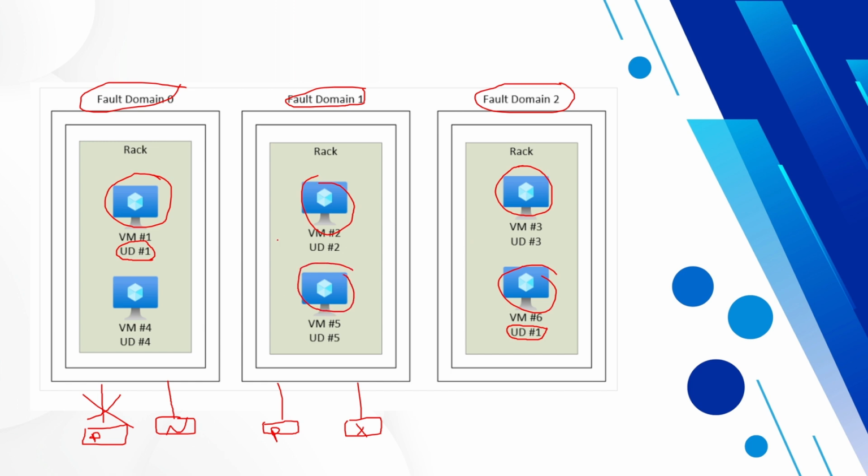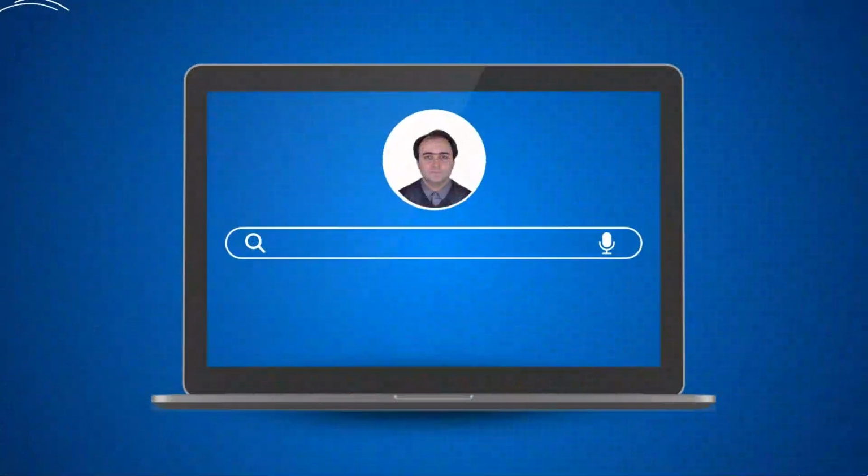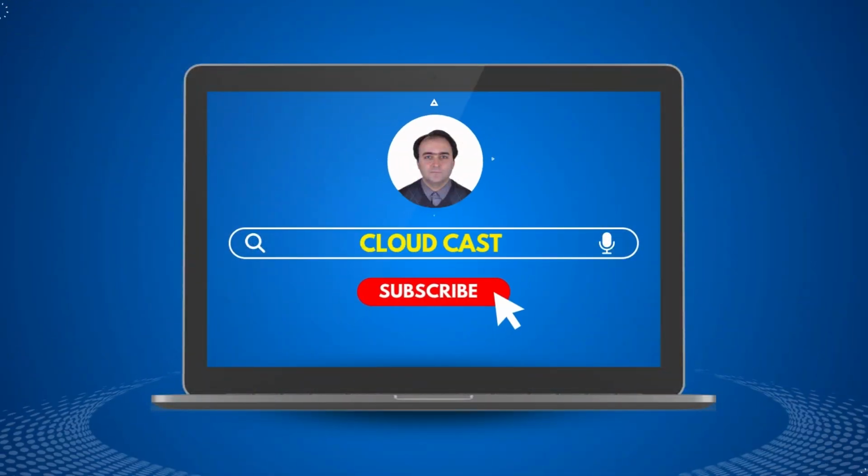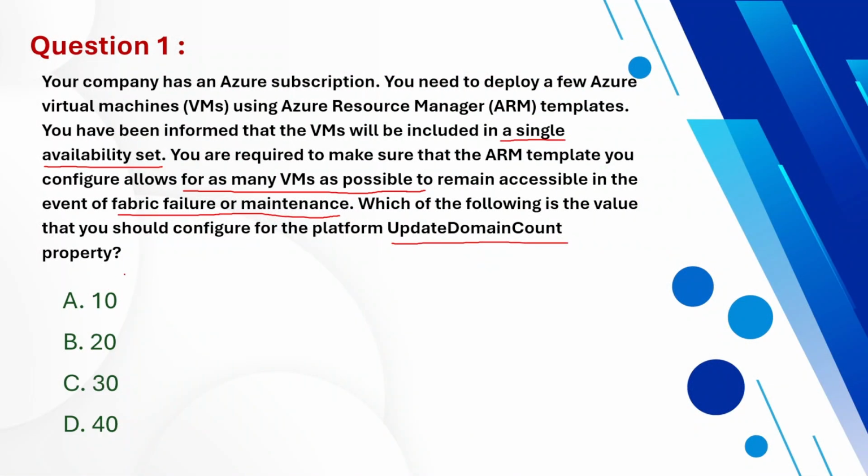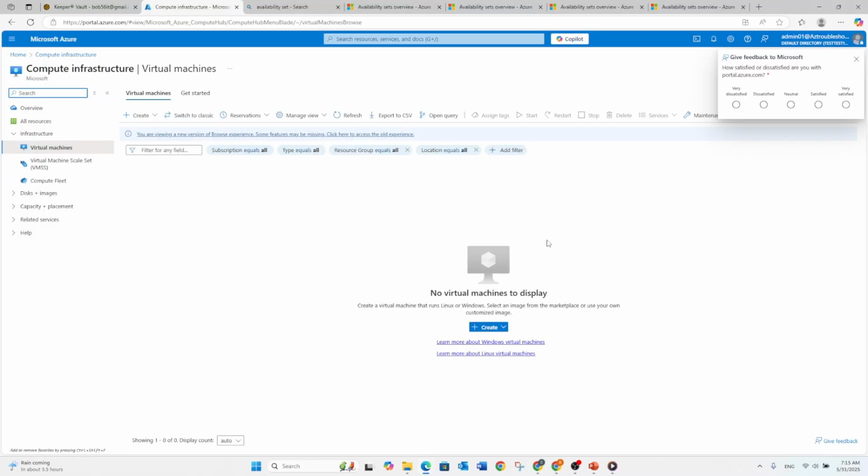And this is the concept that we have some kind of logical and physical definition for our availability set. So we have some numbers as answers, but what's the relation of these numbers with the concepts that we talked about, like the update domain and the fault domain? Maybe we can find something new in the real Azure portal. So I will go ahead and go to my Azure environment.